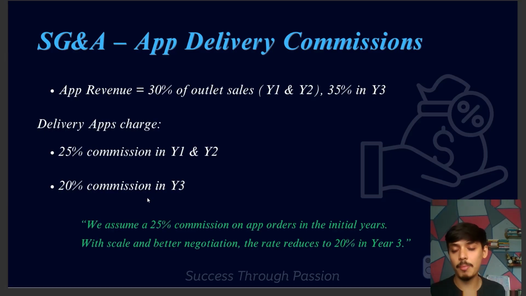Now the app delivery charge. Here it is mentioned that there is a 25% commission in year 1 and year 2, and a 20% commission in year 3. What is the storyline behind it? We assume a 25% commission on app orders in the initial years. With scale and better negotiation, the rate reduces to 20% in year 3.